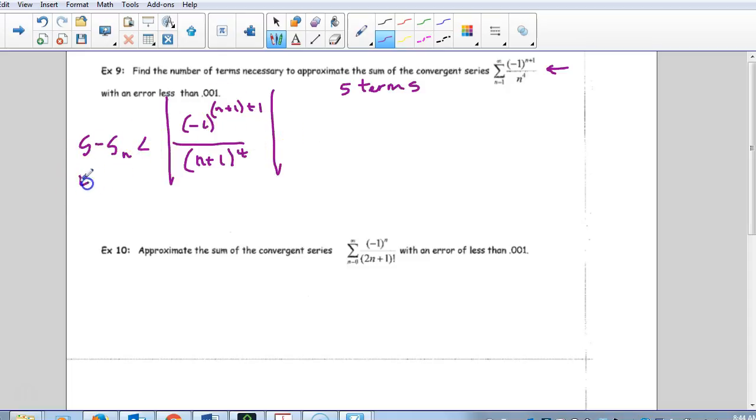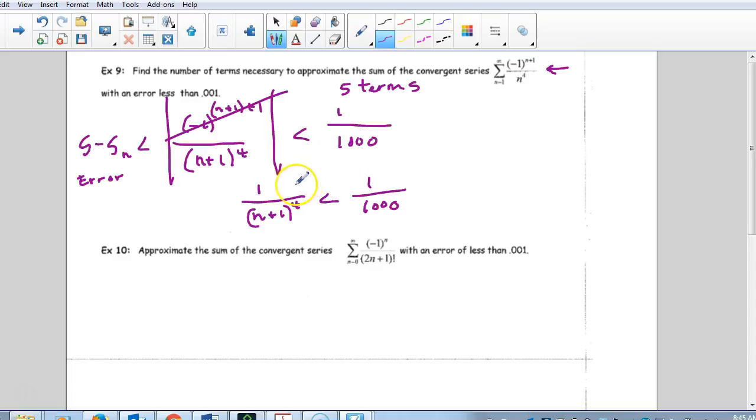And remember, this is just a secret code for error. So I need that error to be less than tenths, hundredths, thousandths, 1 over 1,000. Okay, so we can simplify this. Now remember, the 1 doesn't matter. So I'm just going to say 1 over (n plus 1) to the 4th less than 1 over 1,000.